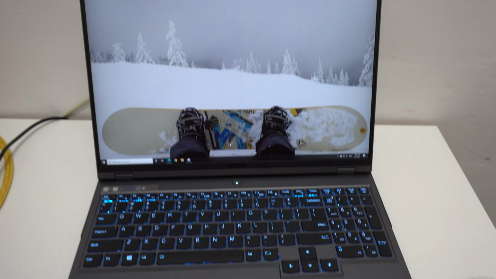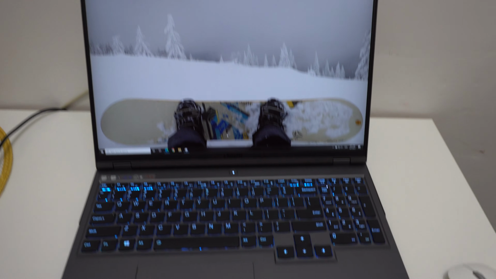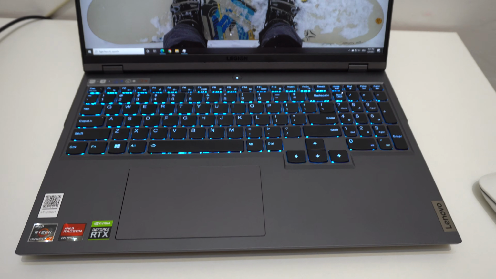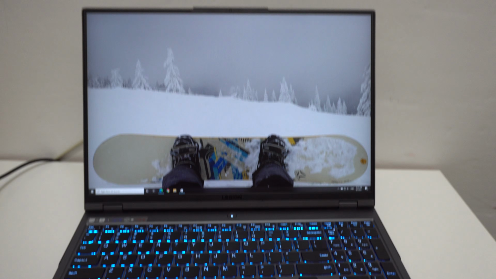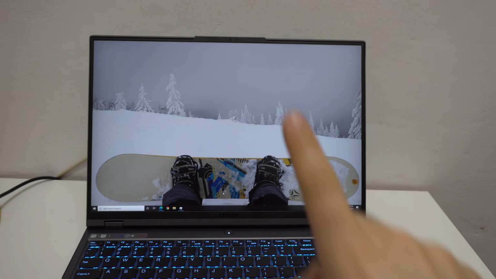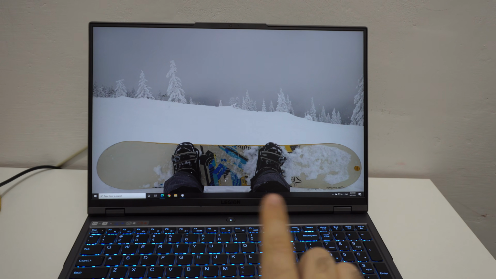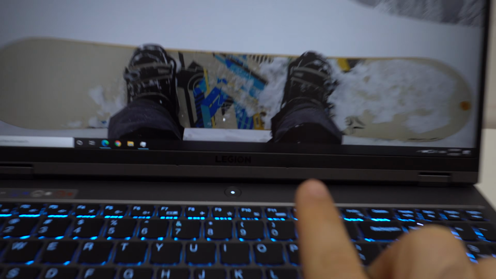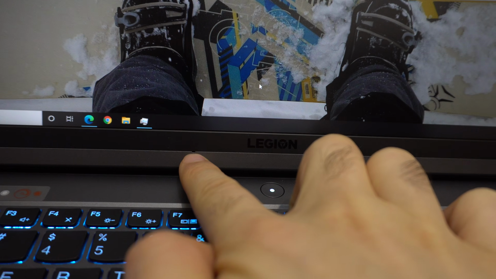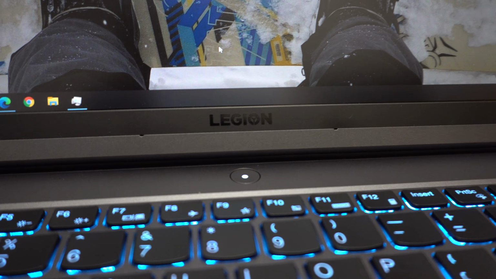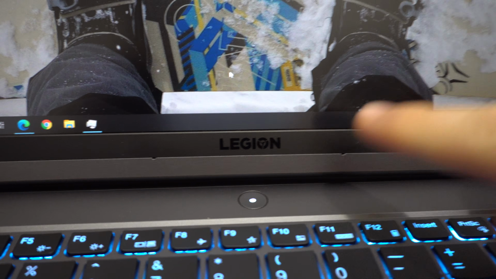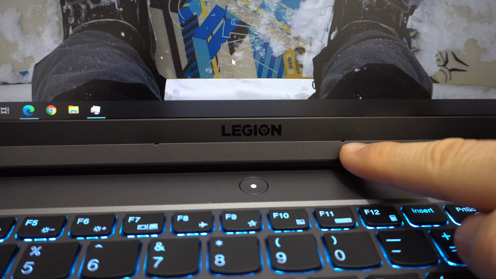Here's a laptop. It's a Lenovo Legion 5 from 2021. The question is, where are the microphones of this laptop? They are not on the top, but they are on the bottom side of the monitor. We have two tiny dots there on the left and right side of the Legion logo.